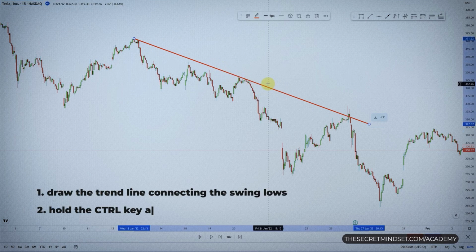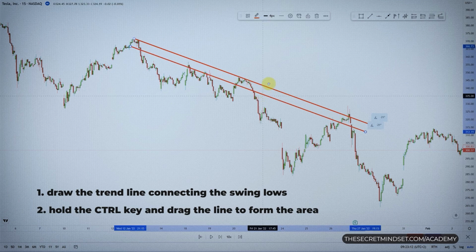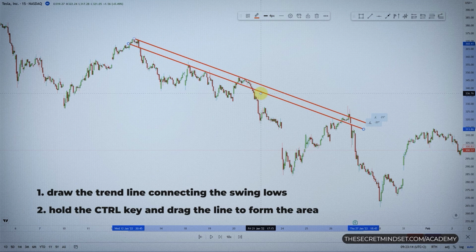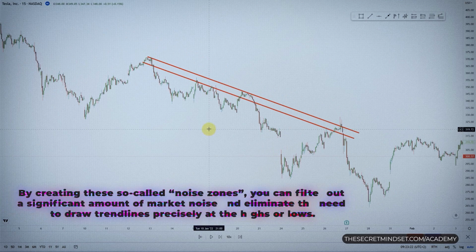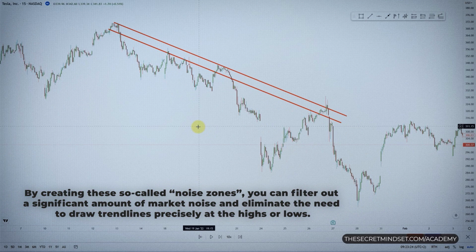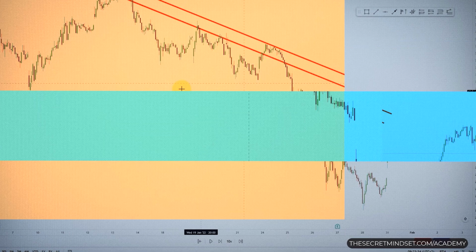First, you draw the trend line, connecting the swing lows. Then you hold the Control key and drag the line to form the area. This can give you a bit more wiggle room to enter or exit a trade. By creating these so-called noise zones, you can filter out a significant amount of market noise and eliminate the need to draw trend lines precisely at the highs or lows.